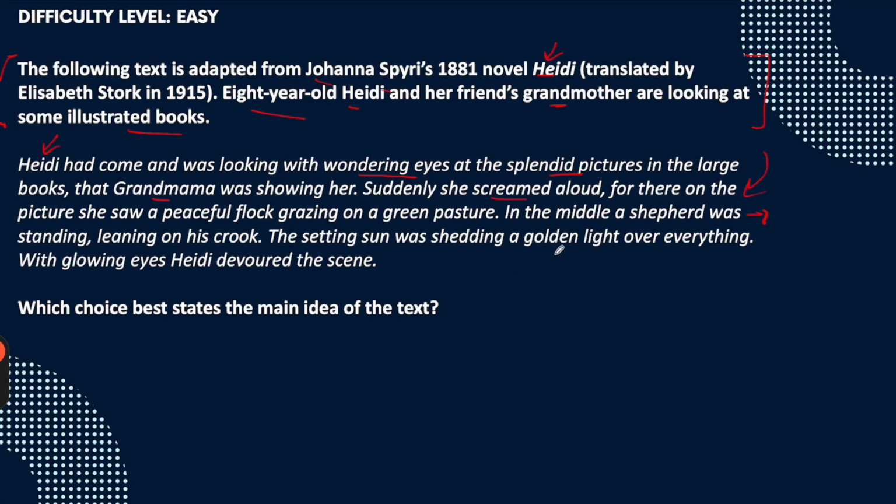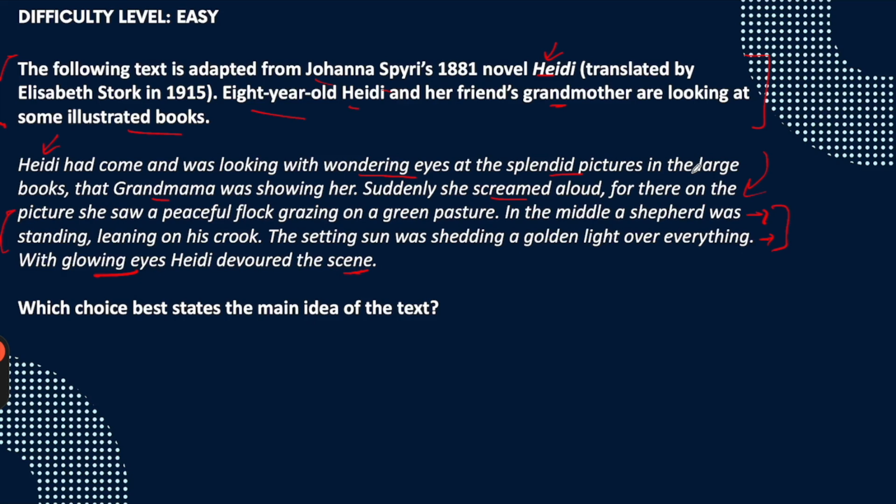The setting sun was shedding a golden light over everything. Again, an explanation of that picture. With glowing eyes, H devoured the scene. So this particular image she's looking at, she's liking it because she has these glowing eyes. There's an explanation of that particular image. Right, overall, I can say something that's been constantly discussed in this particular text is H looking at that particular image which intrigued her, because of which she had glowing eyes, right? This is basically what I understand.